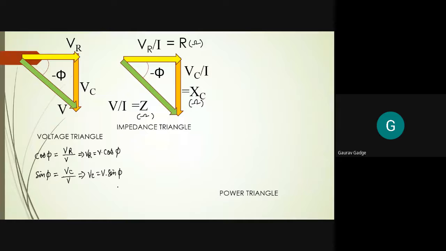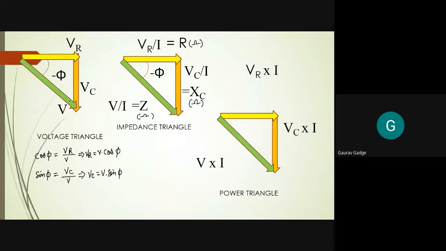Now to get this power triangle, what you have to do? You have to multiply voltages VR, VC and V by I. So VR into I, VC into I, and V into I. VR is equal to V cos phi, put it here. VC is V sin phi, put it here. So V into I into cos phi, that is P. V into I into sin phi, that is Q. And V into I is S.